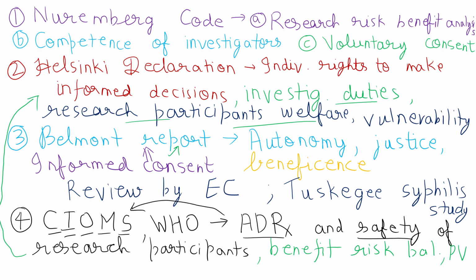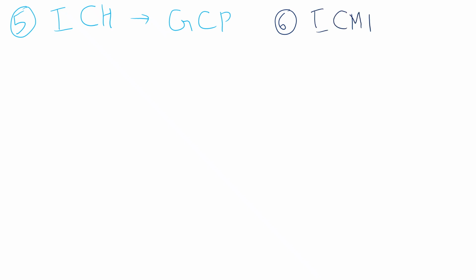Okay, after that I'll be talking about the latest guidelines which we follow nowadays in our clinical trials. Point number 5, the International Council on Harmonisation adopted good clinical practices in the year 96, and incorporating this we formed our own guidelines, that is the Indian Council of Medical Research, ICMR, which incorporated principles of good clinical practices.